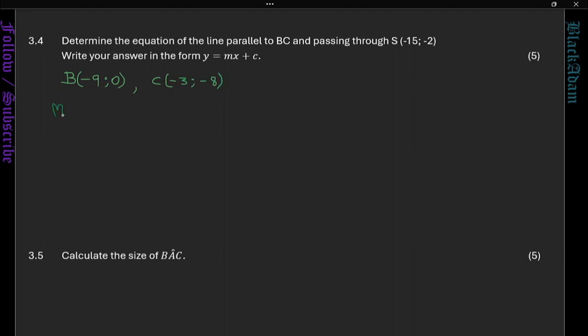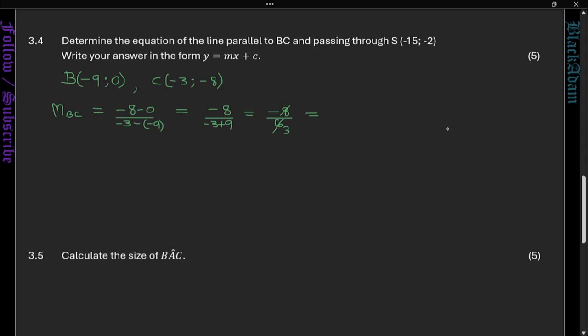Yeah, so gradient BC is going to be change in y over change in x, so it's negative 8 minus 0, over negative 3 minus negative 9. So that will mean that we have negative 8 over negative 3 plus 9, that would be negative 8 over 6. So 2 into 6 is 3, 2 into 8 is 4, so that's going to be negative 4 over 3. That's our gradient.